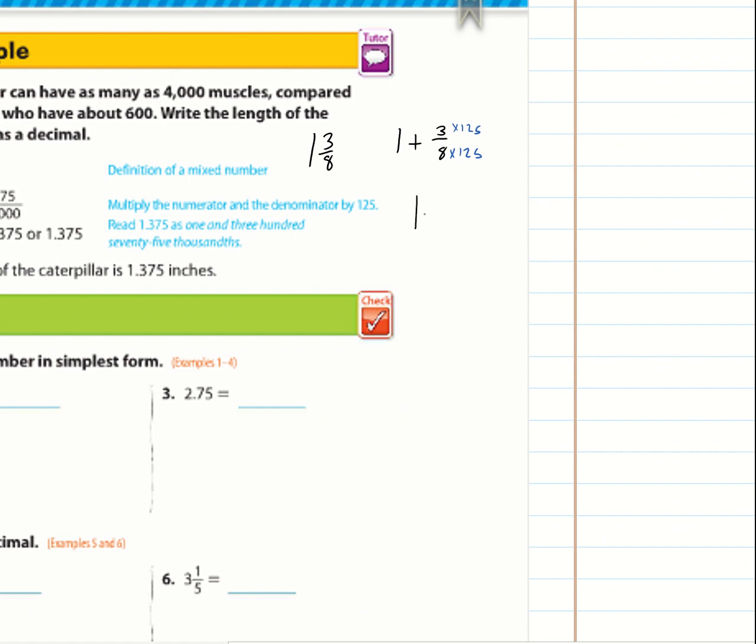And when I do that, I get 375 over 1,000. So that's how I went from 8 to 1,000. So my final answer is going to be 1 and 375 over 1,000. And as a decimal, it's going to be my whole number 1 and 375 thousandths inches.